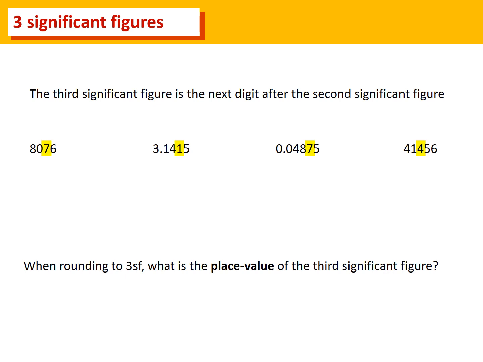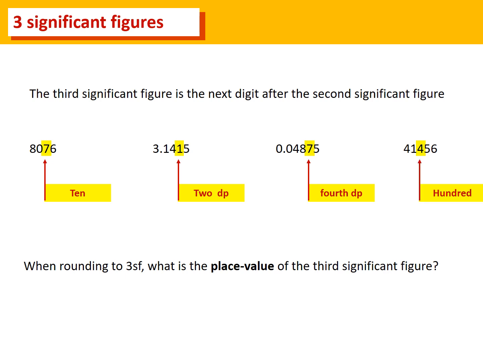In the first number, that's to the nearest 10. In the second number, that would be to 2 decimal places. In the third number, that would be the 4th decimal place. And lastly, the highlighted 4 is in the hundreds column. So back to the first number, we're rounding that number off to the nearest 10. So that's either 8,070 or 8,080, but it's nearer to 8,080, so that's our answer.